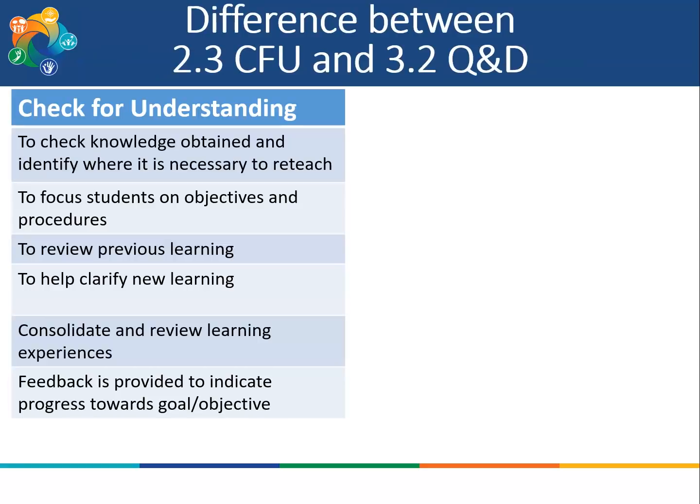Now, what is the difference between a check for understanding in Indicator 2.3 and questioning and discussion in Indicator 3.2? The purpose of a check for understanding is to check that knowledge has been obtained by the students and identify where it might be necessary to reteach. Checks for understanding also might focus students on the objective and procedure in the classroom. They may be used to review previous learning or clarify new learning. Checks for understanding also allow for consolidation and review, and to provide feedback to indicate student progress toward a goal.